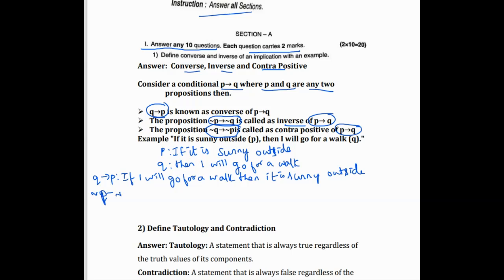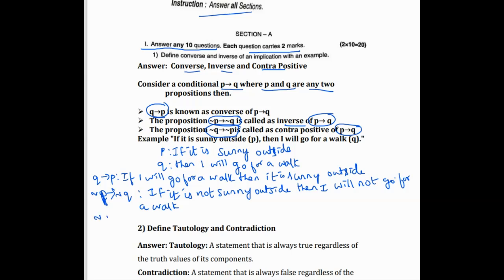Now, the next one is the inverse, negation P implies negation Q. Negation is nothing but adding "not" in the given statement. So for P, negation P means: if it is not sunny outside, then I will, again you should add not, I will not go for a walk. It will be negation P implies negation Q.